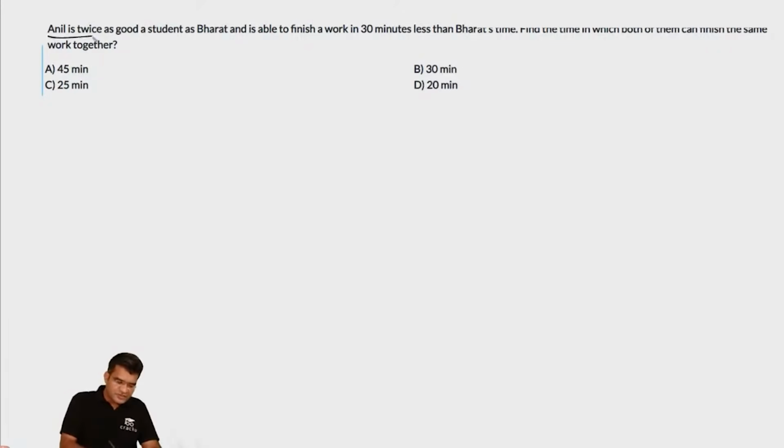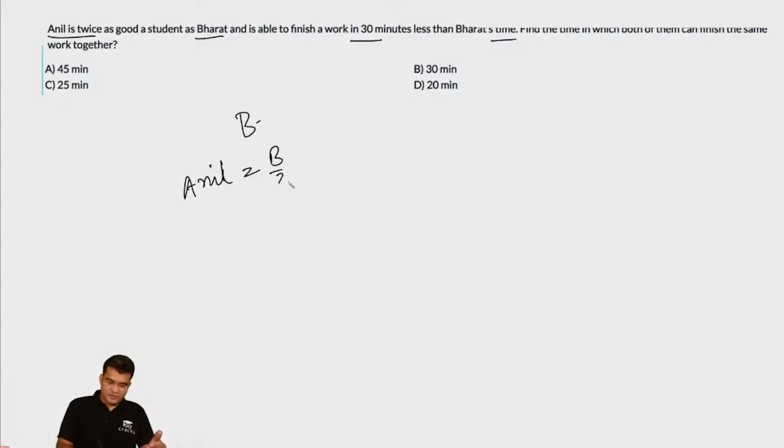So in this question, we are told that Anil is twice as good a student as Bharat and is able to finish a work 30 minutes less than Bharat's time. So as Anil is twice as efficient as Bharat, if Bharat takes B time, the amount of time taken by Anil, because he is twice as good, will be equal to B by 2. What we are told is that Anil actually takes 30 minutes less than Bharat. So B minus B by 2 is actually equal to 30, or the value of B by 2 is equal to 30, or the value of B is 60 minutes.